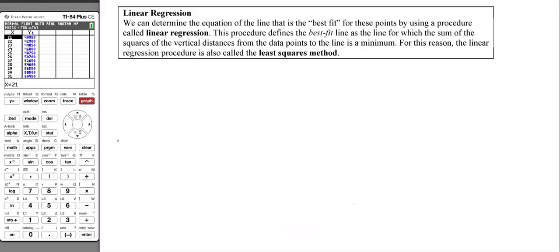Linear regression. We can determine the equation of a line that is the best fit for these points by using a procedure called linear regression. The procedure defines the best fit line as the line for which the sum of the squares of the vertical distances from the data points to the line is a minimum. For this reason, the linear regression procedure is also called the least squares method.